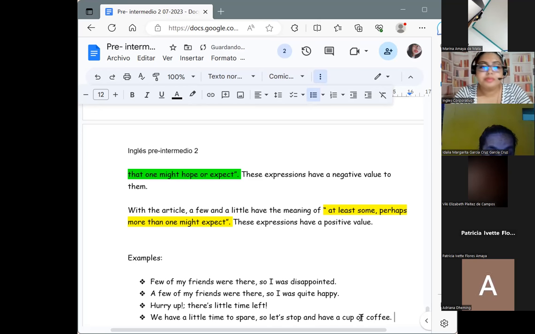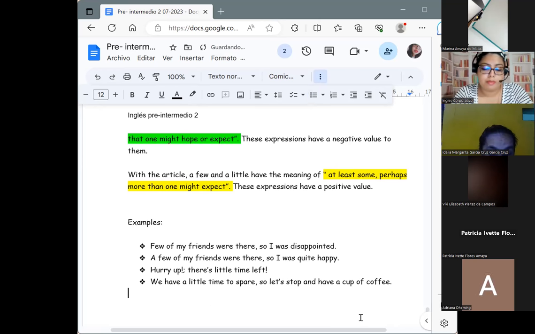Okay, in this case, it's the same. We change the connotation of the statement. Apúrate, no tenemos tanto tiempo. Hay muy poco tiempo de sobra. O sea, estamos justos, no podemos hacer nada más. Y en la última, we have a little time to spare, so let's stop and have a cup of coffee. Tenemos un poco de tiempo para malgastarlo, para gastar, para detenernos y tomarnos una taza de café. Quiere decir que tenemos suficiente tiempo. So we are going to see extra examples. We are going to see more examples.